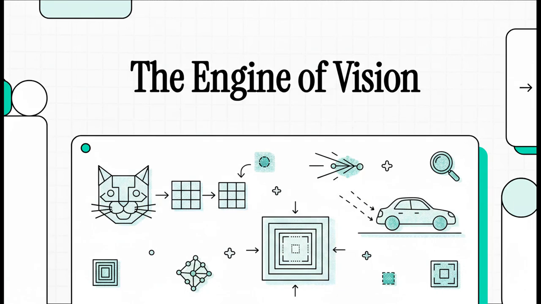Have you ever really stopped to think about how a computer actually sees? I mean, how it can instantly spot your friend in a photo, or how a self-driving car navigates a busy street? Well, it's not magic. It's an incredibly elegant idea from mathematics called convolution.